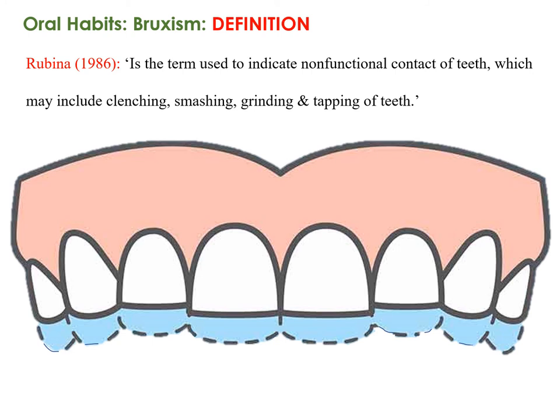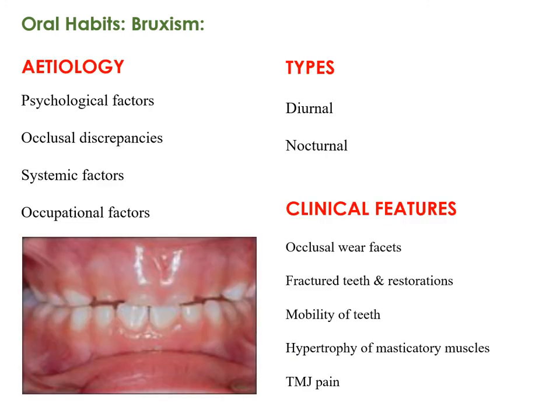It is the term used to indicate non-functional contact of teeth, which may include clenching, smashing, grinding, and tapping of teeth. And this definition was put forth by Rubina in 1986. Coming to the etiology of bruxism, there are psychological factors such as excessive rage or excessive anxiety which might lead to bruxism, presence of any occlusal discrepancies, any systemic factors such as magnesium deficiency or allergies can also lead to bruxism, and also presence of any occupational factors can result in a person experiencing bruxism.